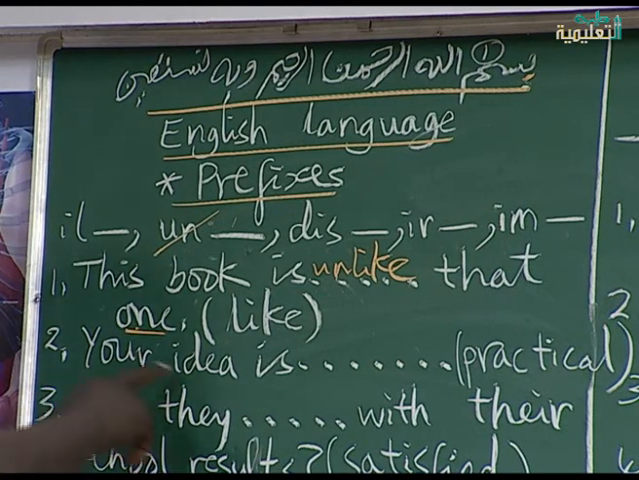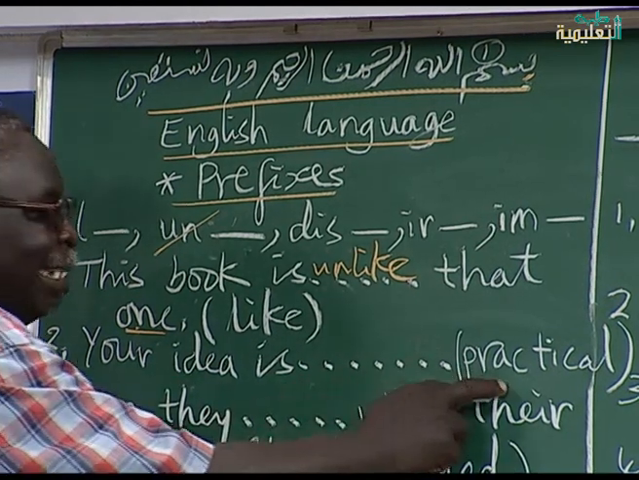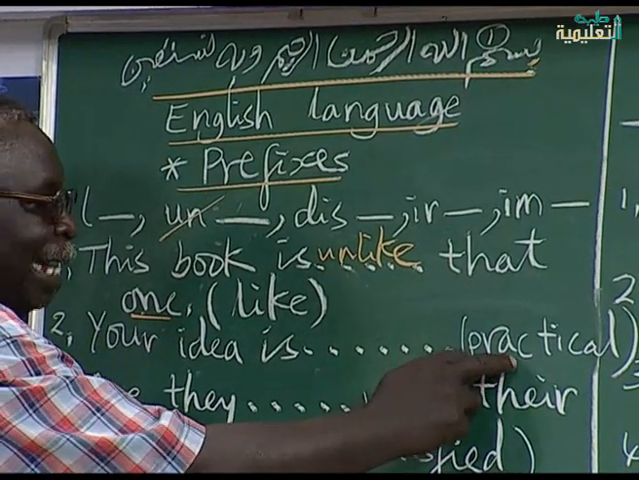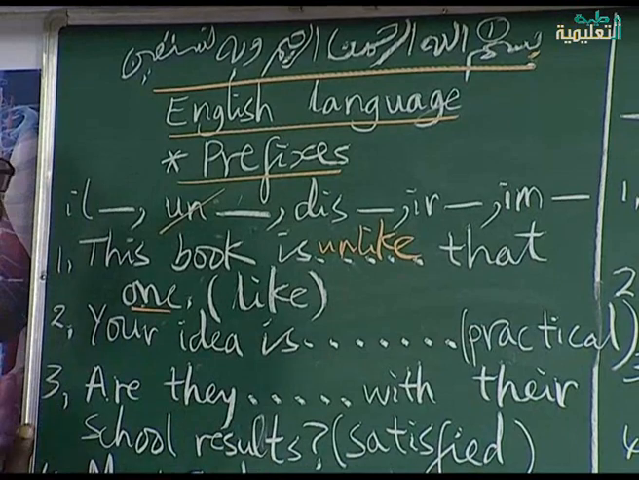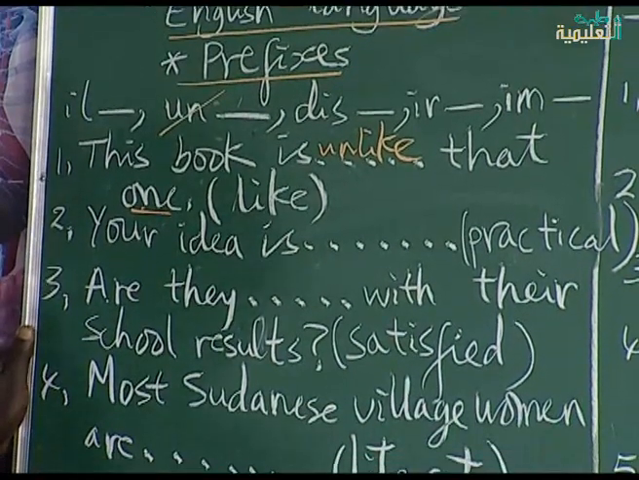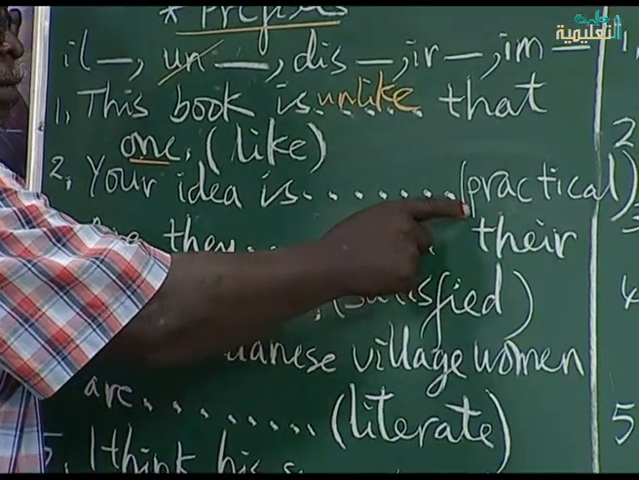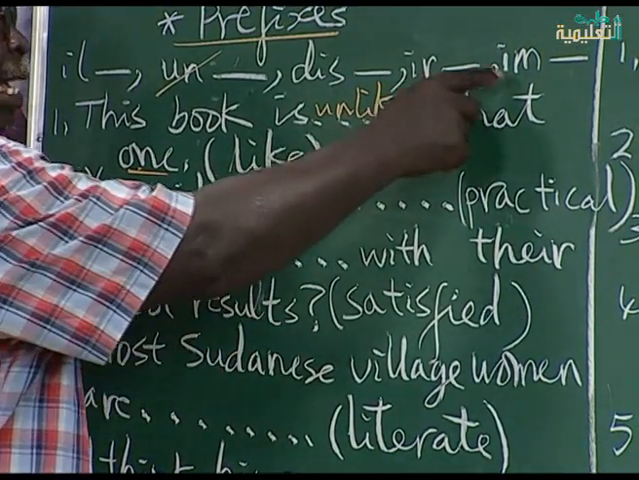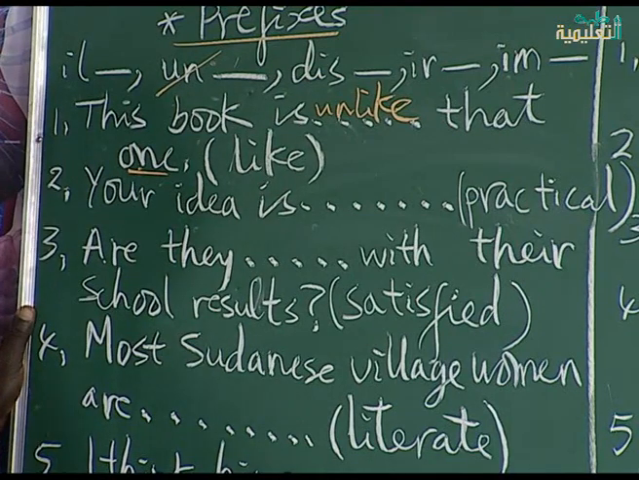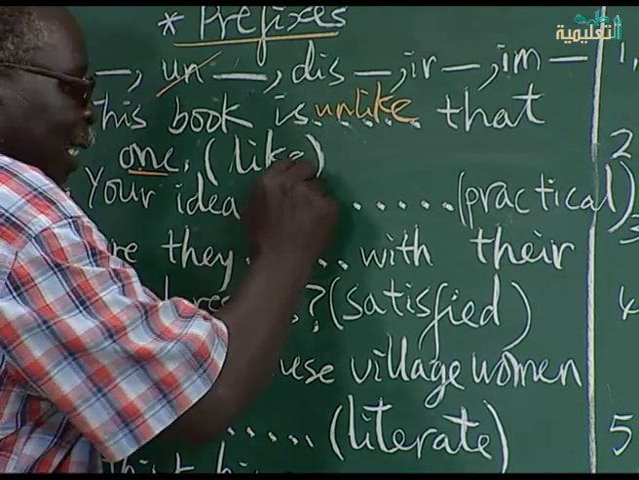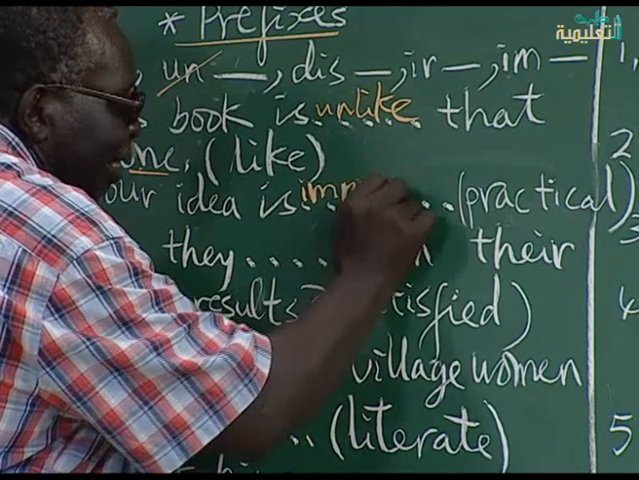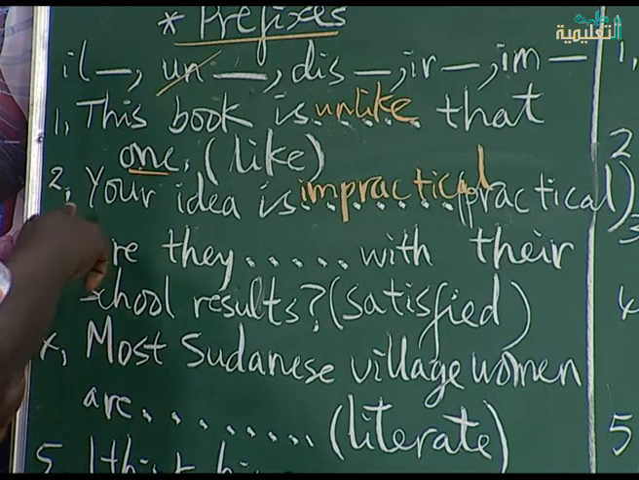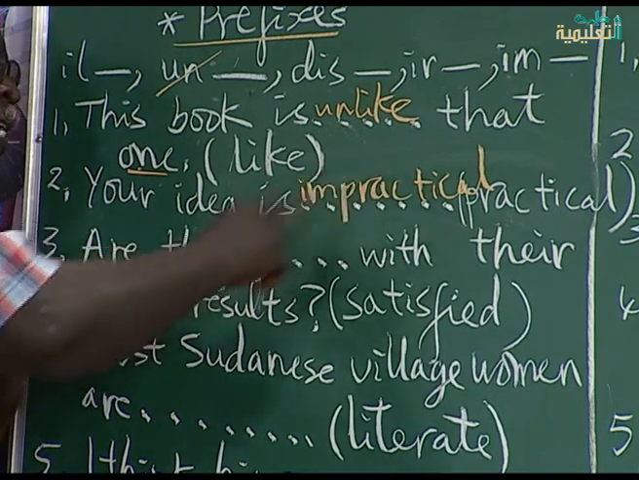Your idea is dash practical. Practical, in Arabic you say عملي. This is an adjective, صفة, practical. You remember you said that if the adjective begins with the letter P, it usually takes the prefix IM. Impractical. So the sentence reads, your idea is impractical.